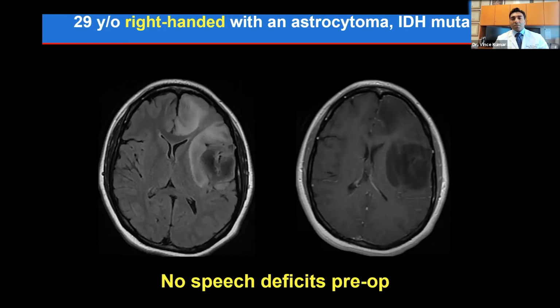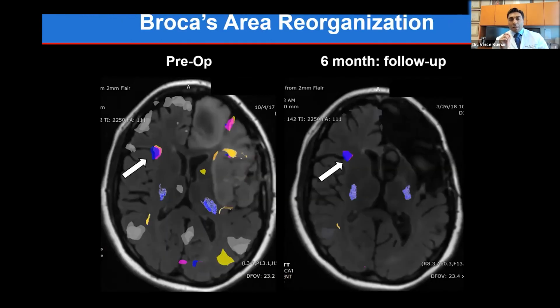As you can see, there's this very bulky infiltrative glioma, a low-grade glioma involving the operculum, the insula, as well as a parasagittal anterior frontal lobe. Interestingly, this patient had no speech deficits despite this tumor involving left Broca's area. So we did preoperative functional MRI, and we see this activation in the right Broca.